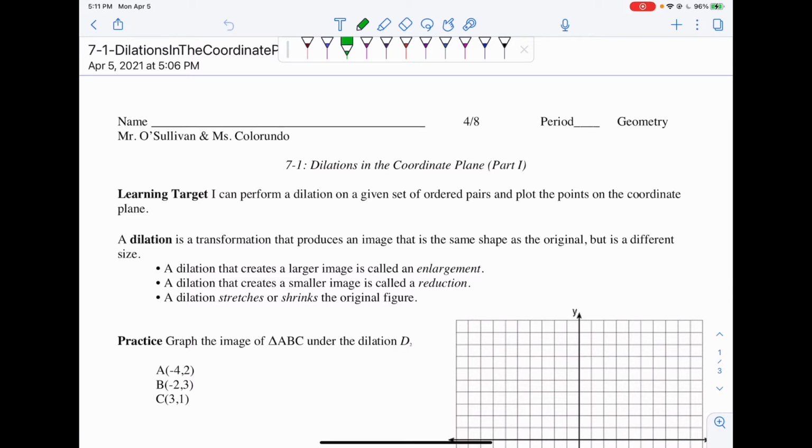Hi, ladies, Mr. Sullivan. Today is April 8th. Oh, it says it right here. Even though it's Monday, April 5th, as you can tell right here. I'm recording it now. Okay, so let's begin.